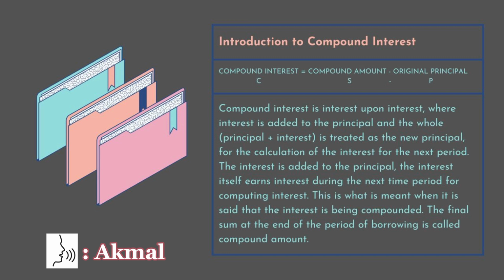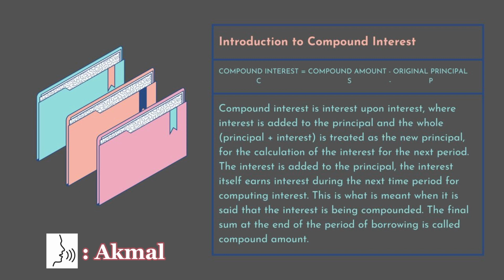Let's begin with the introduction to compound interest. As you can see, here is the difference between the original principal and the compound amount. Compound interest C equals compound amount S minus original principal P. Compound interest is interest upon interest, where interest is added to the principal and the whole principal plus interest is treated as the new principal.